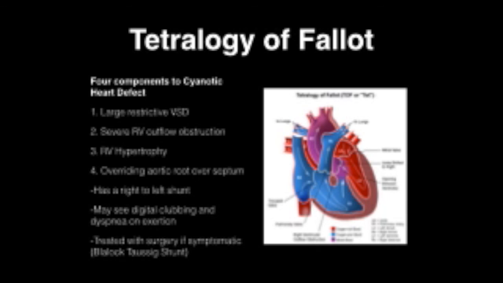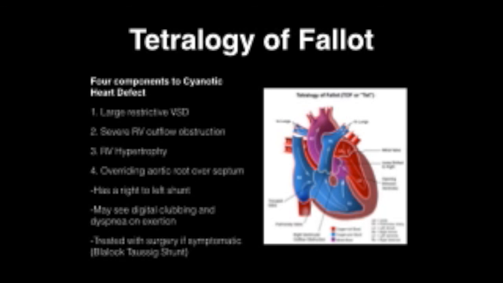So the VSD is big, and there's a severe right ventricular outflow obstruction. And because of the right ventricular outflow obstruction, you would expect to see some right ventricular hypertrophy. There's an overriding aortic root over the septum, so this really impedes blood making it out of the heart. This is why it is a cyanotic heart defect: not as much blood is making it to the lungs, and so the patient's going to be cyanotic.